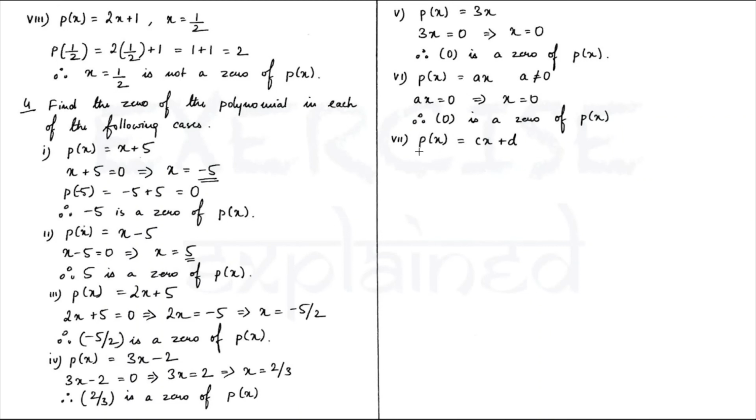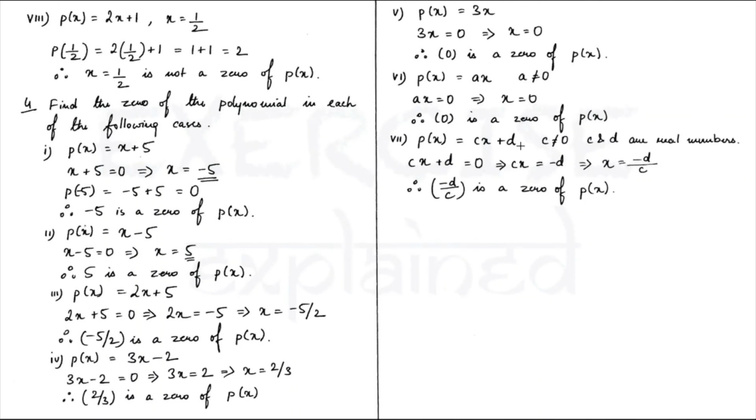Coming to the next question, p of x is equal to cx plus d. So we'll be equating cx plus d to 0. Plus d goes to the other side, becomes cx is equal to minus d. c goes to the other side, we get x is equal to minus d by c. So minus d by c is a 0 of p of x.